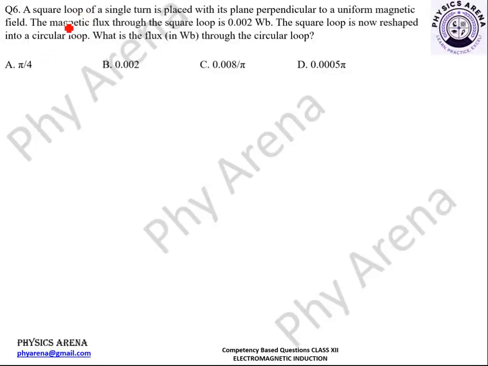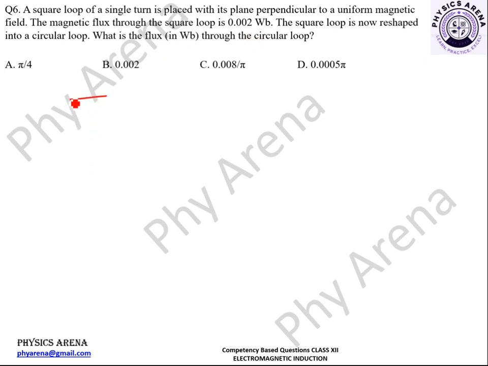Question 6. A square loop of a single turn is placed with its plane perpendicular to a uniform magnetic field. The magnetic flux through the square loop is 0.002 Weber. The square loop is now reshaped into a circular loop. What is the flux in Weber through the circular loop?